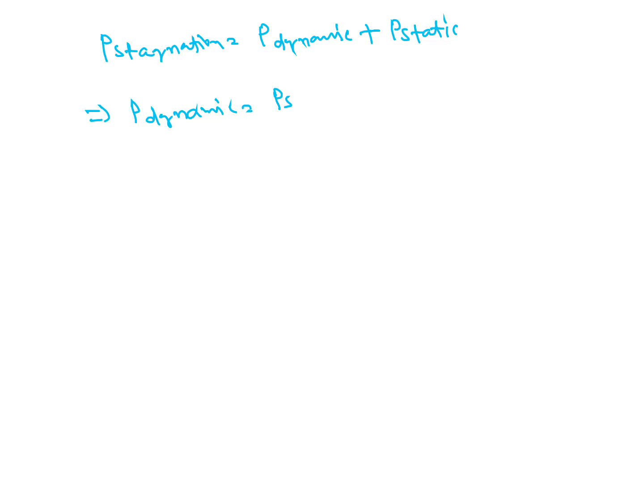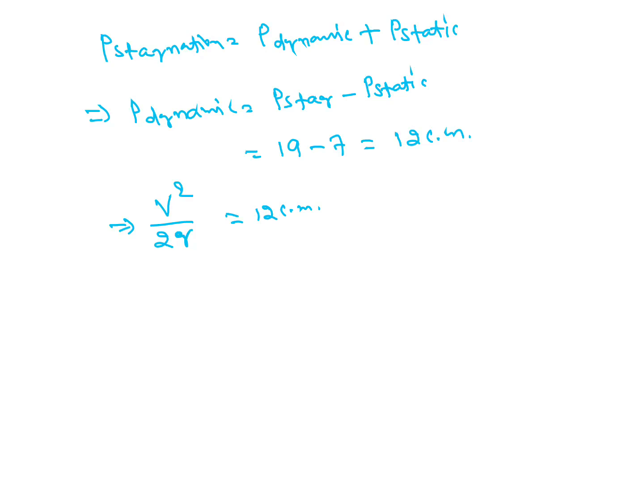We know stagnation pressure is equal to P dynamic plus static pressure. So from here P dynamic is P stagnation minus P static. So P stagnation 19 minus P static 7, 12 cm. Dynamic pressure is V square by 2g. In terms of head, it's 12 centimeter. So V square by 2g equal to 12 centimeter. Convert it into meter: 12 by 100 into 2 into g, g is 9.8. This is V square.